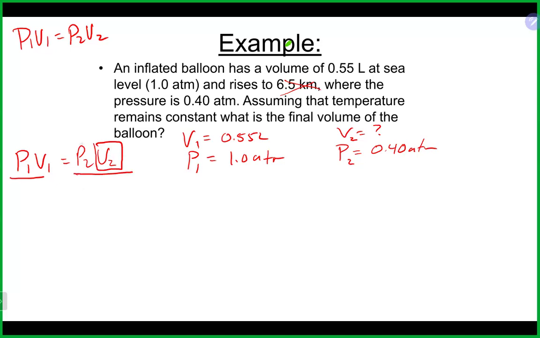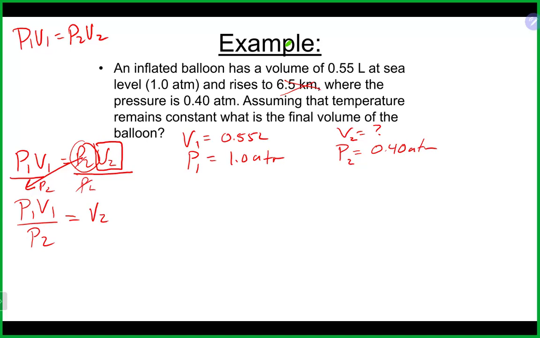So I need to move P2 to the other side. It ends up in the opposite location. Instead of being on top, it'll end up on the bottom. And that will give me P1 V1 divided by P2 equals V2. We're essentially dividing both sides by P2. It ends up in the opposite location, basically, in that case. So that's a quick way to arrange some of these gas law problems.